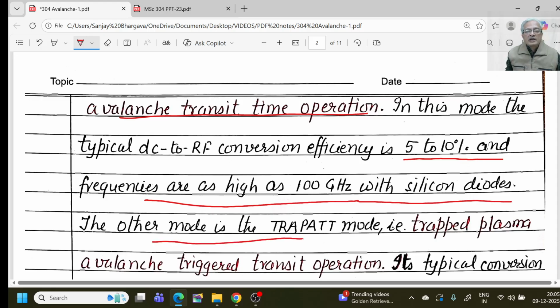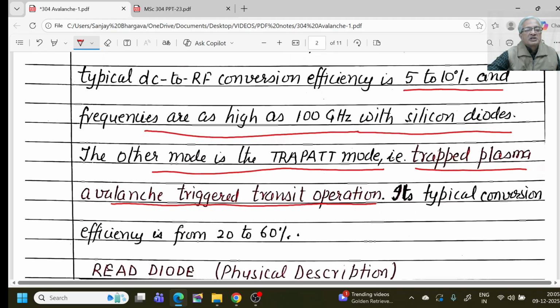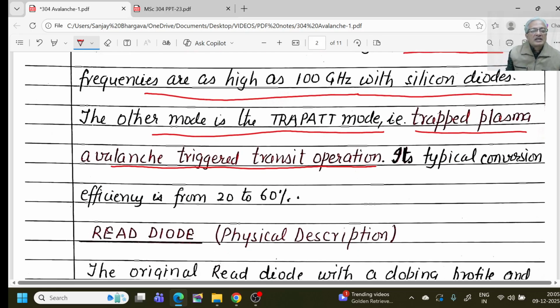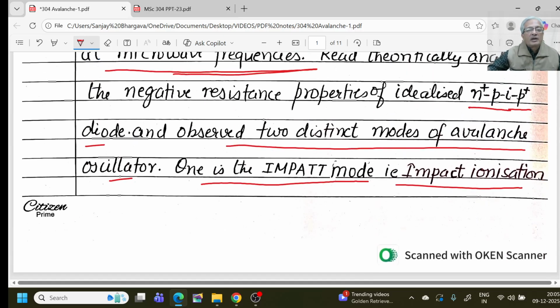The other mode is the TRAPATT mode, that is trapped plasma avalanche triggered transit operation. Its typical conversion efficiency is from 20 to 60%. So we are going to study basic properties of the Read diode and the impact mode, that is N plus P I P plus. N plus means highly doped N-type semiconductor, P-type semiconductor is represented by small p, intrinsic semiconductor by I, and P plus means highly doped P-type semiconductor.